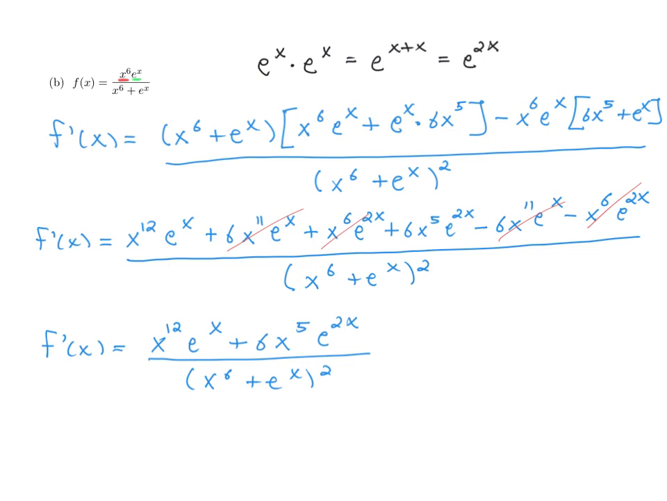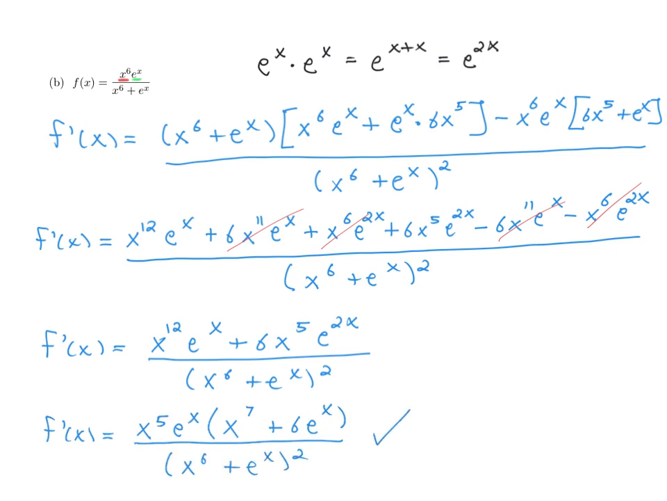Okay, if you want to try to factor out common terms from these two parts, you can take out an x to the 5th and a single e to the x from both of those, because this thing is really the same as this. I'll try writing it factored. This is f prime of x is equal to, so we're taking out an x to the 5th and an e to the x, and what is left over is x to the 7th, and then also 6e to the x. And this thing here is the final answer.